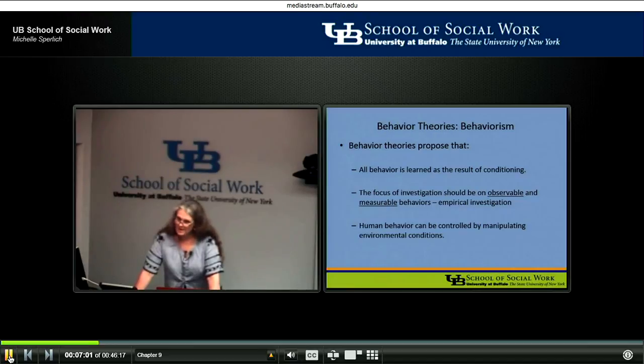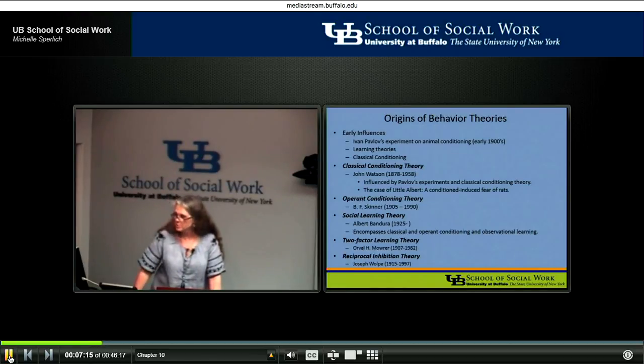So we have cognitive, but we also have behavioral. And behaviorism, some of the behavioral theories propose that all behavior is learned as a result of conditioning. And so the focus of investigation when we're looking at this should be on observable and measurable behaviors. So it's an empirical investigation. It's not what you're telling me or what you're thinking of. What's your behavior? And we know that human behavior can be controlled by manipulating environmental conditions.